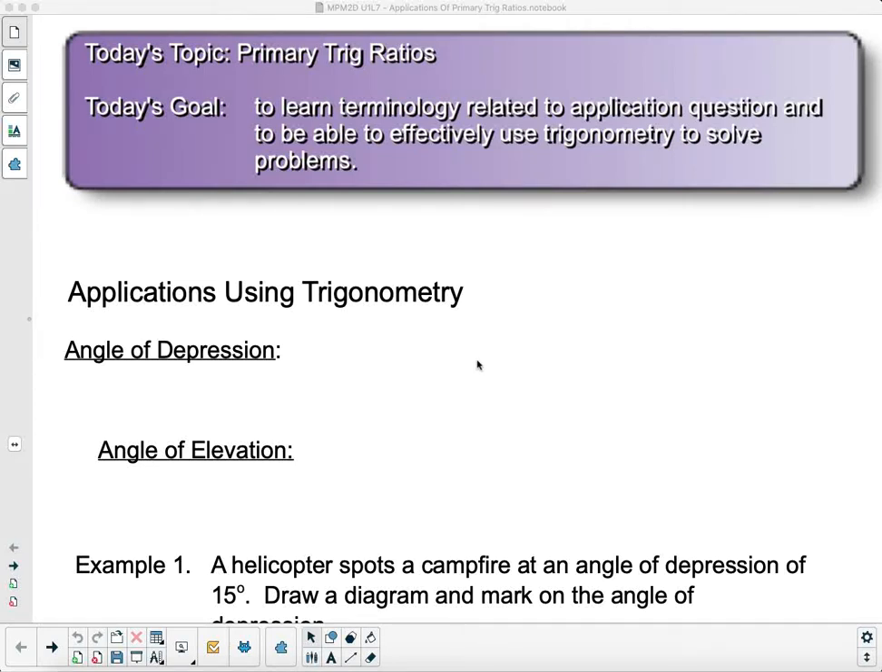Well, hello 2D. Today's topic, we're still looking at primary trig ratios, but our goal today is to learn terminology related to applications and application questions and be able to effectively use trigonometry to solve problems. Now, the biggest obstacle for using trigonometry to solve problems is to know the terminology and be able to draw the diagram. So let's have a look at what some terminology is.